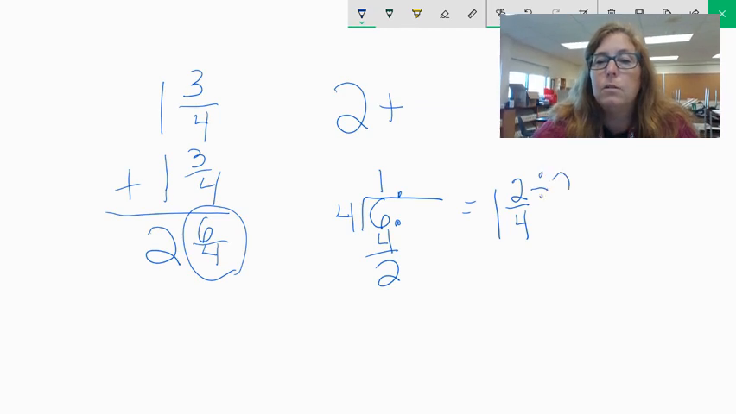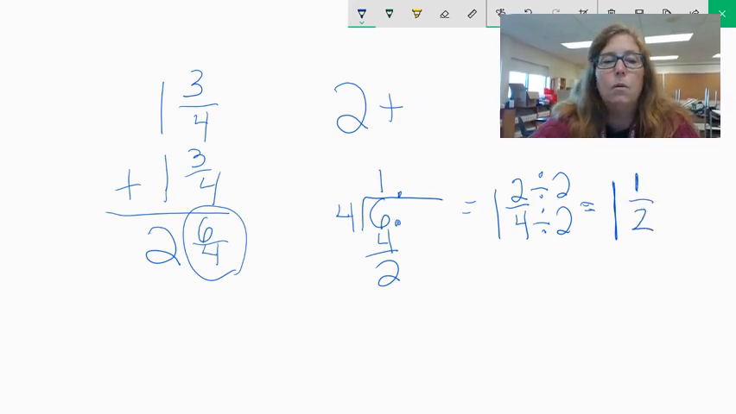So 2 divided by 2 and 4 divided by 2. So 1 2/4 can be written as 1. The whole part stays the same. 2 divided by 2 is 1. 4 divided by 2 is 2. So 6/4 is the same as 1 1/2.